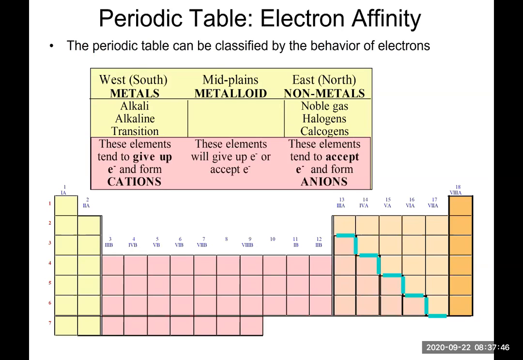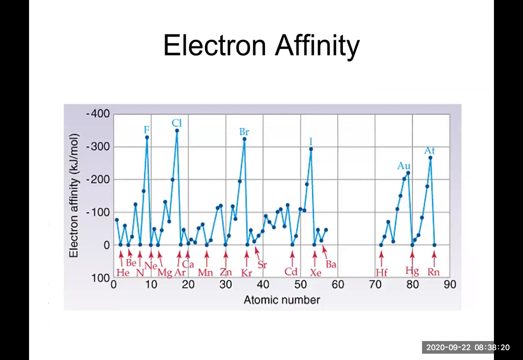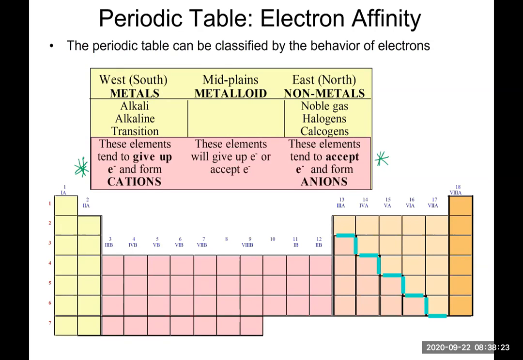Going back to what you know about the periodic table, you know that alkali metals, alkaline earth metals, and transition metals all want to give up electrons so that they can get the electron configuration of the noble gas that's closest to them. On the other hand, nonmetals like halogens and chalcogens want to accept electrons to get the electron configuration of the noble gas that's closest to them. And then metalloids may either give up or accept an electron depending upon their characteristics.